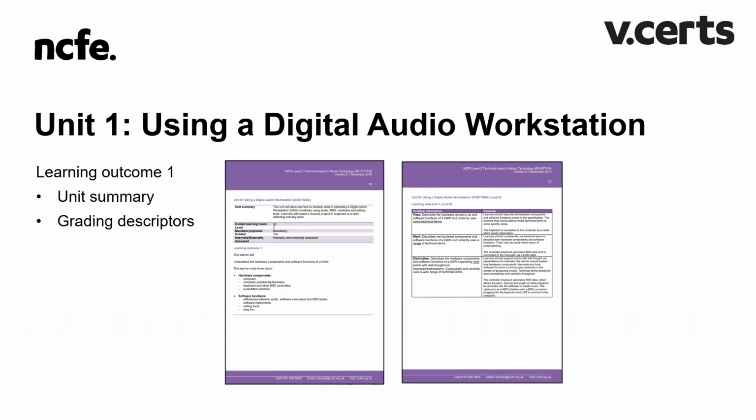Within the qualification specification, you will find all the relevant information for teaching the content, beginning with a unit summary. This gives the skills it is designed to develop, the guided learning hours for that unit, and what the learner should know by the end. The next section details the grading descriptors for the unit and includes some examples. So for a pass, they would need to describe the hardware components and software functions of a DAW with correct use of some technical terms. And for a distinction, they also need to support most points with well thought out examples or explanations and use a wide range of technical terms correctly and consistently.